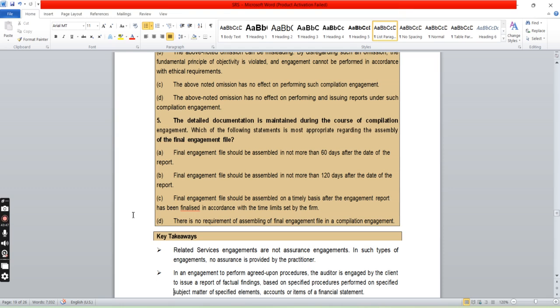Which of the following statements is most appropriate regarding the assembly of the final engagement file? The final engagement file should be assembled in not more than 60 days. The final file should be assembled on a timely basis after the engagement report has been finalized, in accordance with the time limit set by the firm.